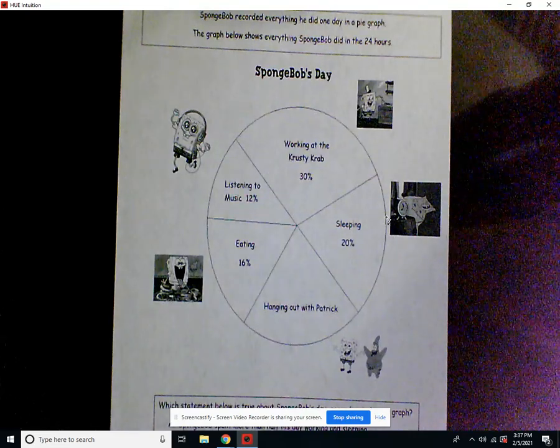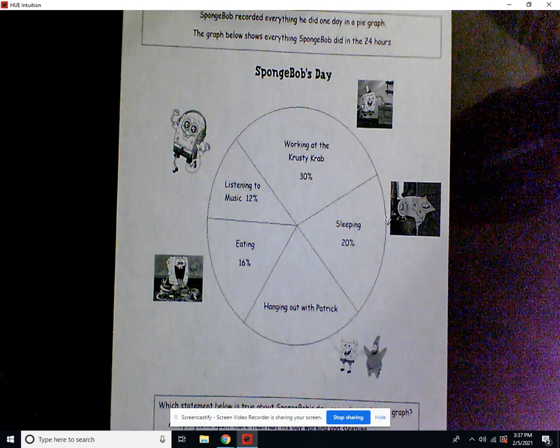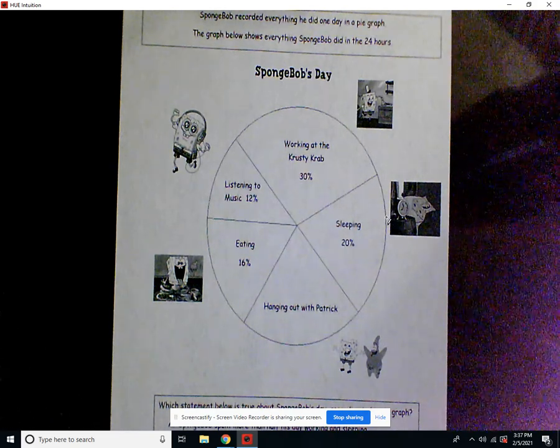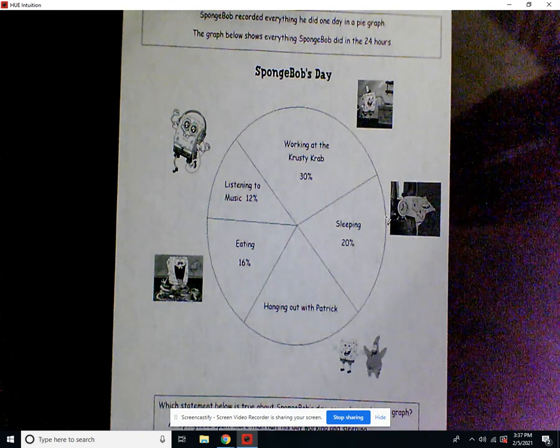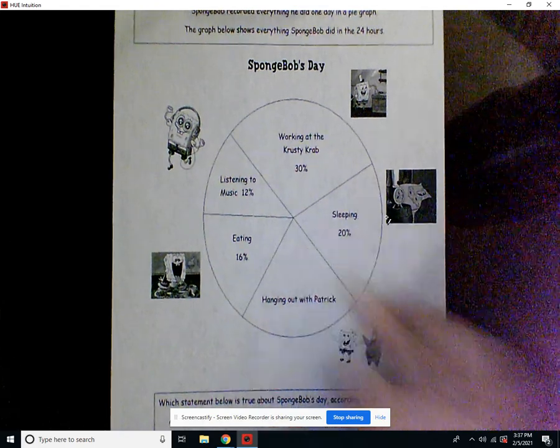Now we're going to look at some multiple choice questions with our circle graphs. SpongeBob recorded everything he did in one day in a pie graph. The circle below shows everything SpongeBob did in 24 hours. Remember, first thing before we do anything is we need to find the missing percent.